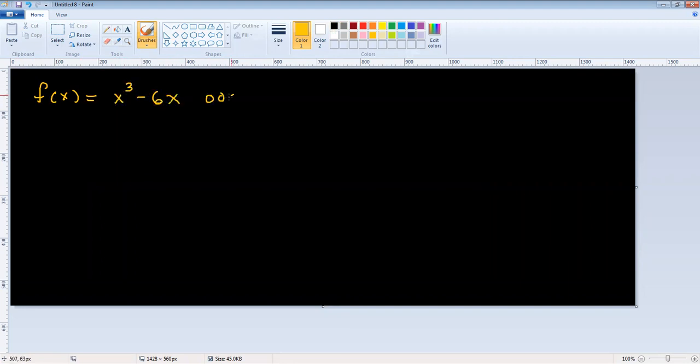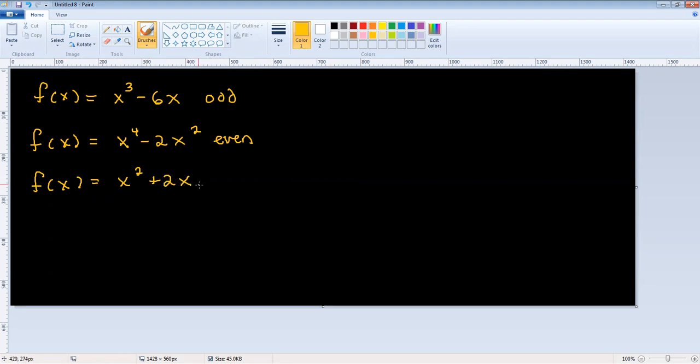And here are some examples. We have f of x equals x cubed minus 6x. This is going to be odd. We also have something like x to the fourth minus 2x squared. This is going to be even. And then we also have x squared plus 2x plus 1, and this is neither.